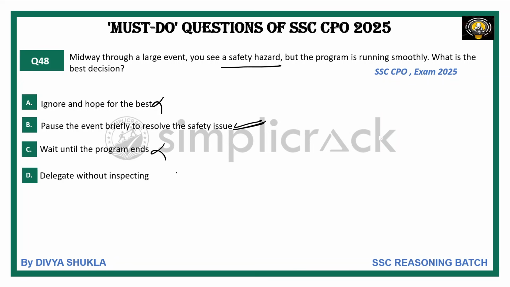Delegate without inspecting? No, first you should inspect what the cause is and how it spread, and as soon as you see that the danger is immediate, you need to evacuate the people. Let's see the next one.